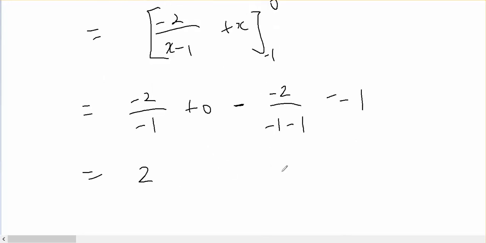That gives me a 2. This gives me a -2 and a +2. So that's going to be -1. And then I've got +1, which gives me an answer of 2 square units.